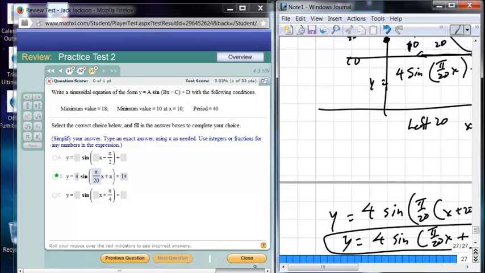Alright, so I believe we've gone through all of the problems. You can use this to help you study for the practice test and for the actual exam.